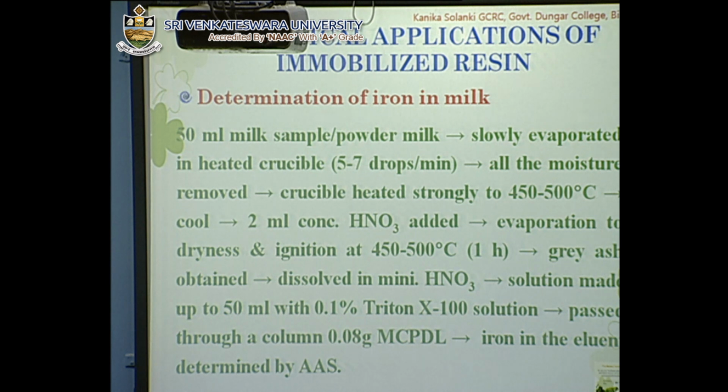The analytical applications of immobilized resin. By using these resins, we could determine the iron in milk. These are the data. We could determine the iron in medicine tablets. These are the data from cereals, and determination of nickel in partially hydrogenated vegetable oils. These are the tabular representations of the data, and the determination of nickel in hydrogenated vegetable oils, that is ghee. These are the data.